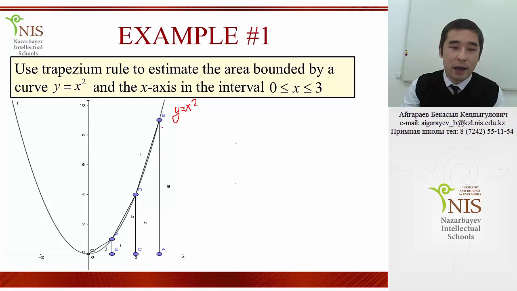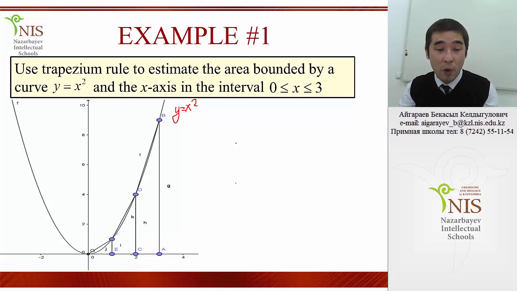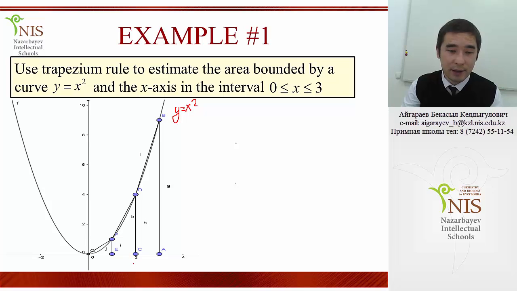Here, under this curve, we have 3 trapeziums. I have used 3 intervals, but if I have used more, my estimation would be better. But for easy calculations, I have taken h is equal to 1. So you see, my intervals are 1, 1, and 1. So this is my x-axis, this is my function, and the area between them is going to look like this.